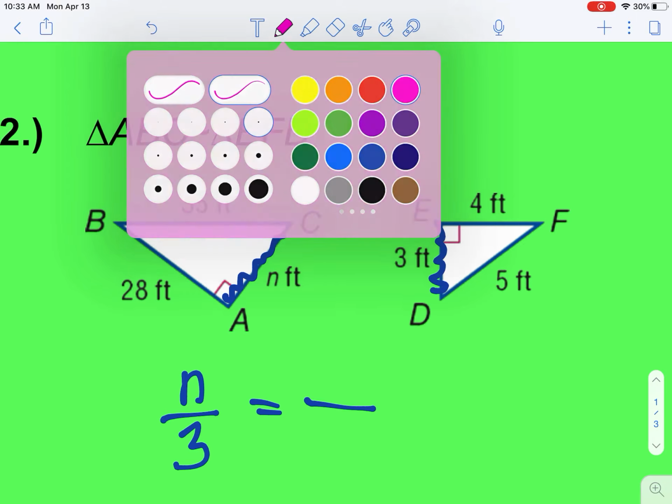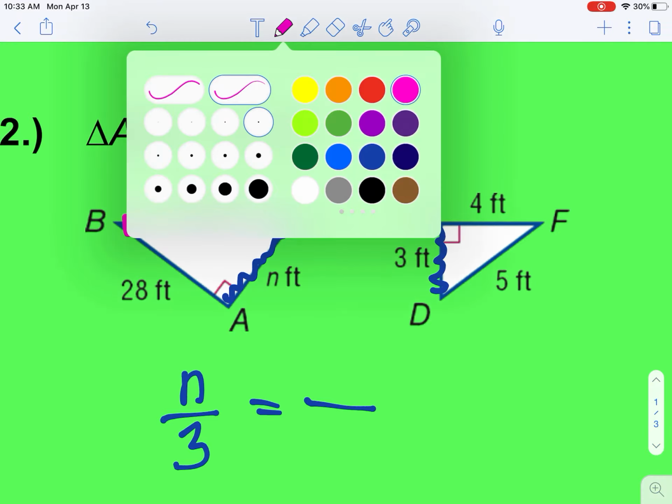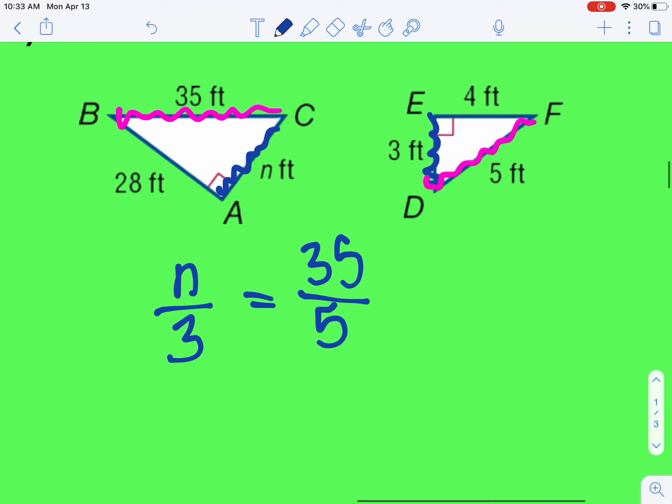Now I can go ahead on my bigger triangle and pick whatever side I want again. I'm going to pick 35. I don't know why, just the one that I picked. So that one's going to go on the top because I need to keep it organized. And then the matching side, notice again that it's rotating, that's going to be the 5. So the 5 is going to go on the bottom side of my proportion. Now I can go ahead and cross multiply and divide.